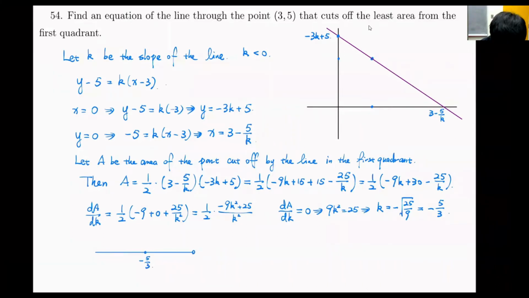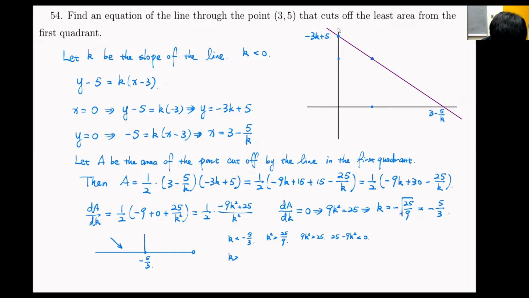Okay, so if k is further smaller than minus 5 over 3, that means k squared will be larger than 25 over 9. So that tells me that 9k squared will be larger than 25, and then 25 minus 9k squared will become less than 0. So to the left of minus 5 over 3, the derivative is negative, and as a result, the function is decreasing.